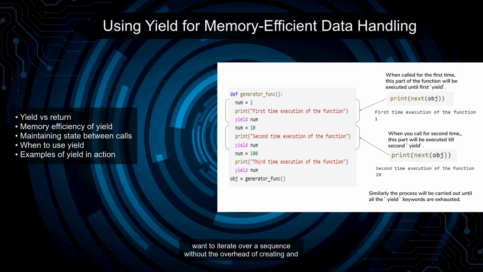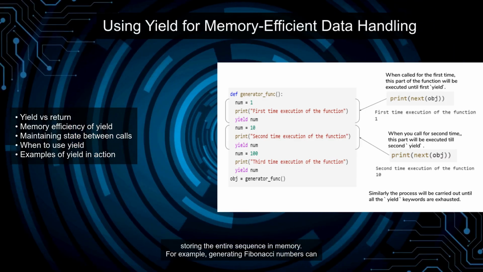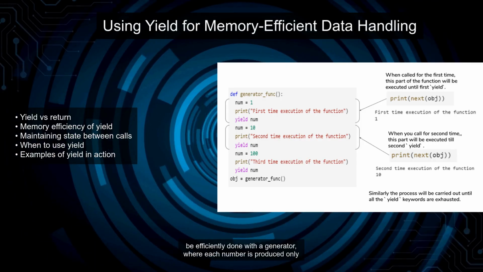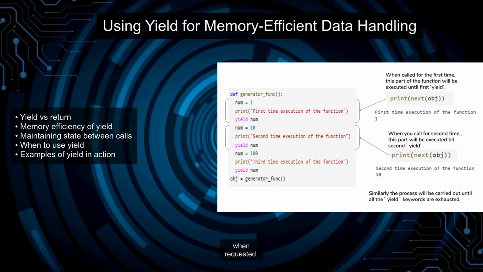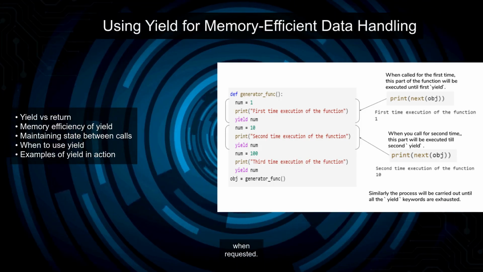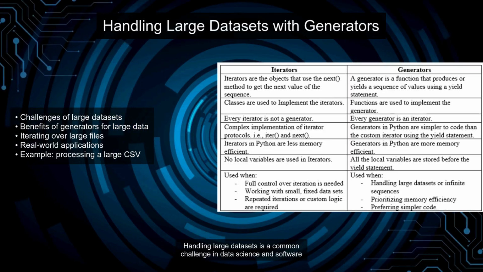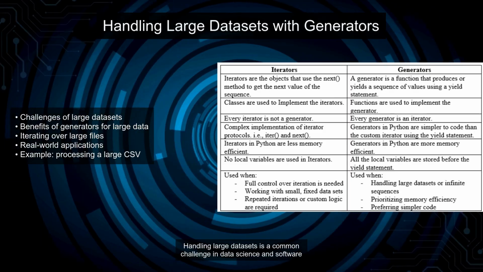Use yield when you want to iterate over a sequence without the overhead of creating and storing the entire sequence in memory. For example, generating Fibonacci numbers can be efficiently done with a generator, where each number is produced only when requested.